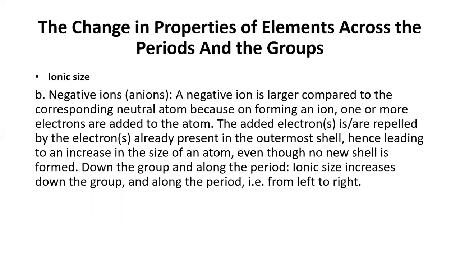Now let's see the negative ions. We've already seen the positive ions. The negative ion is larger compared to the corresponding neutral atom because on forming an ion, one or more electrons are added to the atom. The added electrons are repelled by the electrons already present in the outermost shell, hence leading to an increase in the size of the atom, even though no new shell is formed. So the ionic size increases down the group and along the period, from left to right.